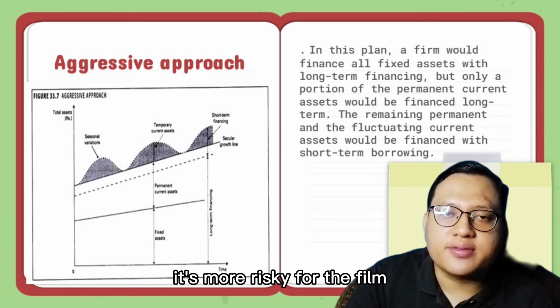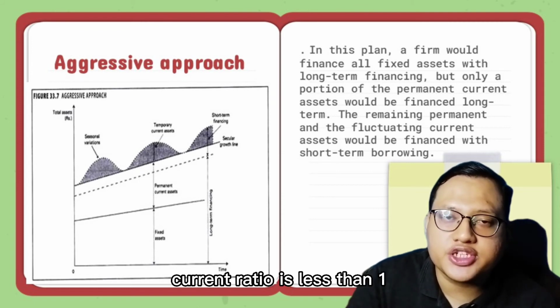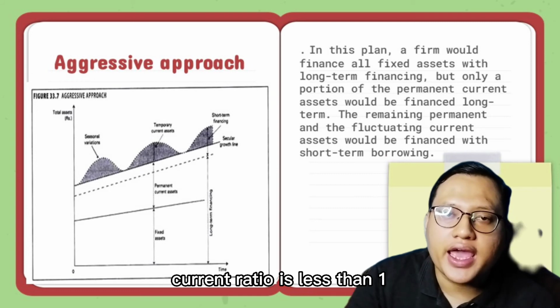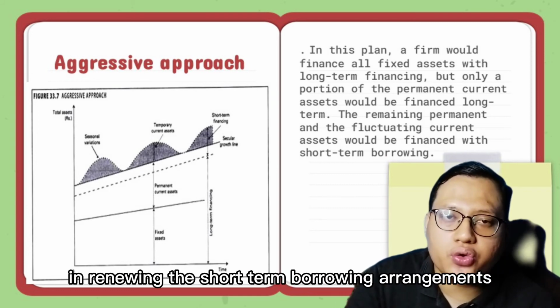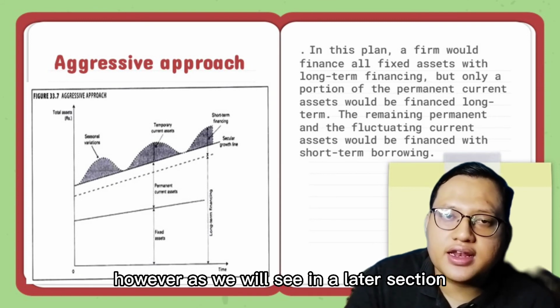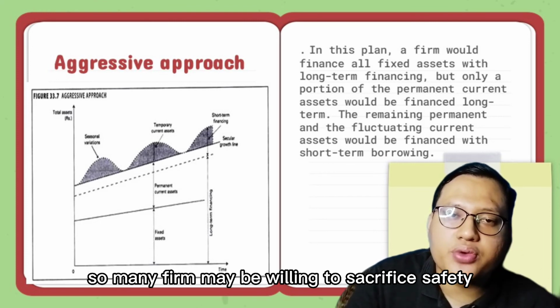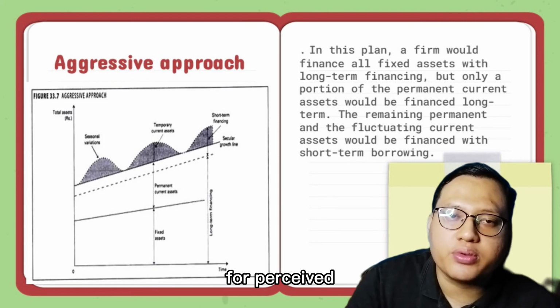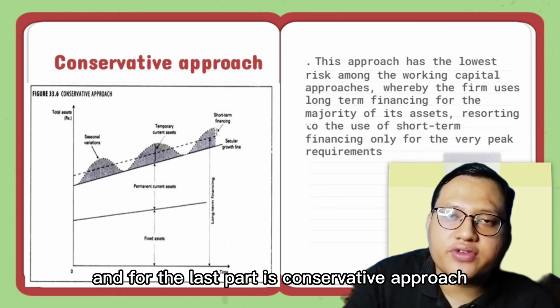This approach is more risky for the firm because the current ratio is less than 1 and there are potential problems in renewing the short-term borrowing arrangements. However, as we will see in a later section, short-term debt is often cheaper than long-term debt, so many firms may be willing to sacrifice safety for possibly higher profits. And for the last part is the conservative approach.